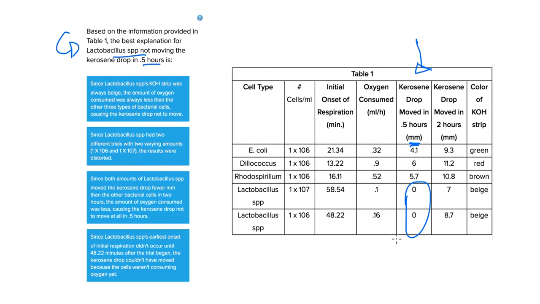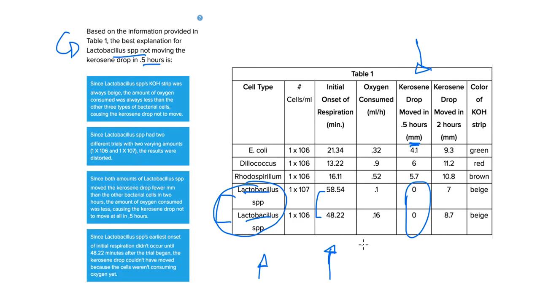sort of away from its original point of origin there for both of the lactobacillus cells. Now, why might that have been? Before we look at the answer choices, do they share anything in common? They're both lactobacillus, so maybe it has to do with the fact that they're of the same cell type, so they share that in common. They also have a really high number here for an onset of respiration.